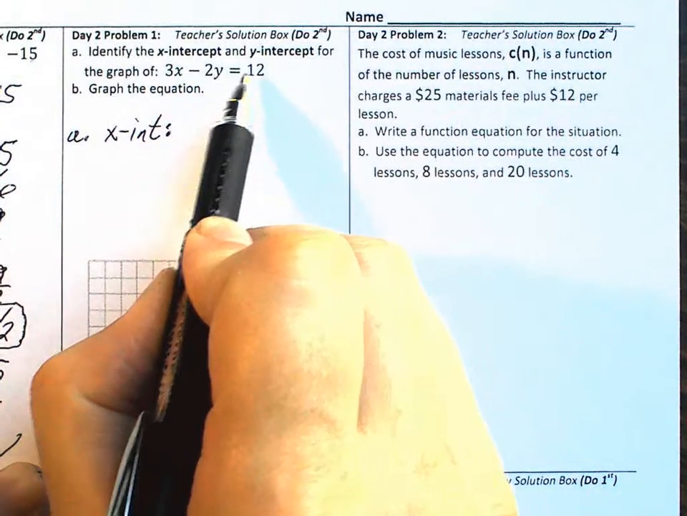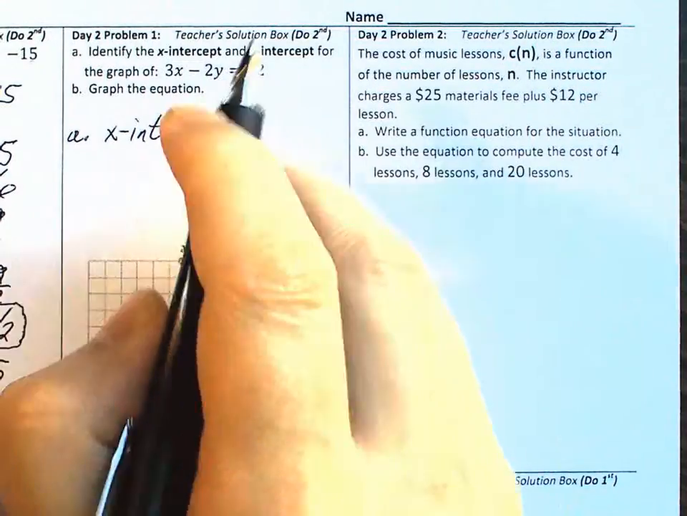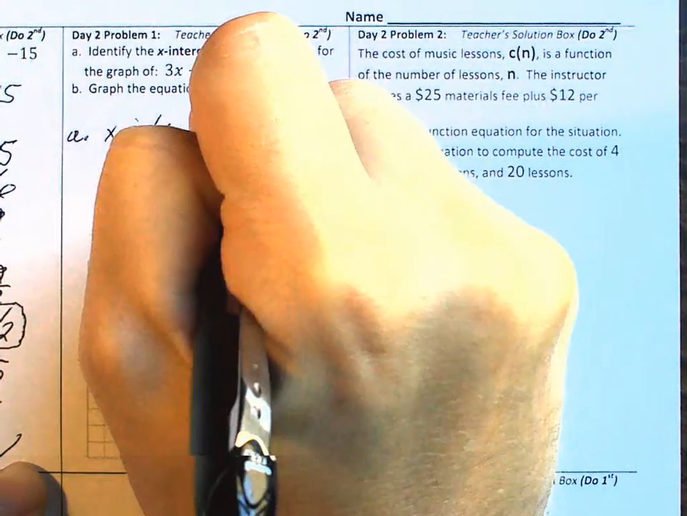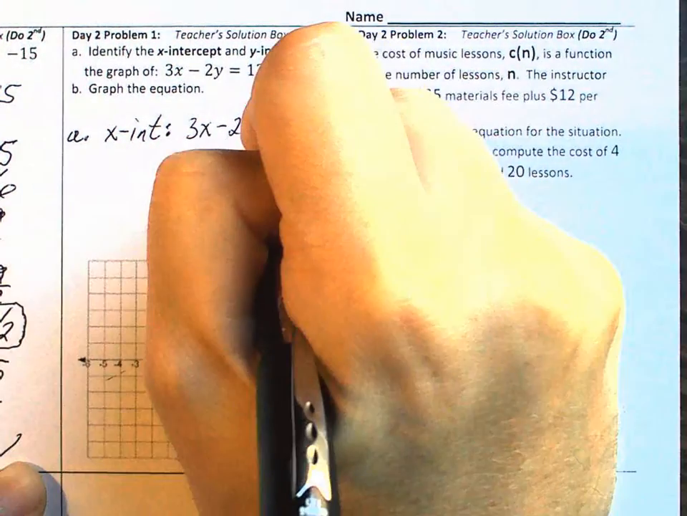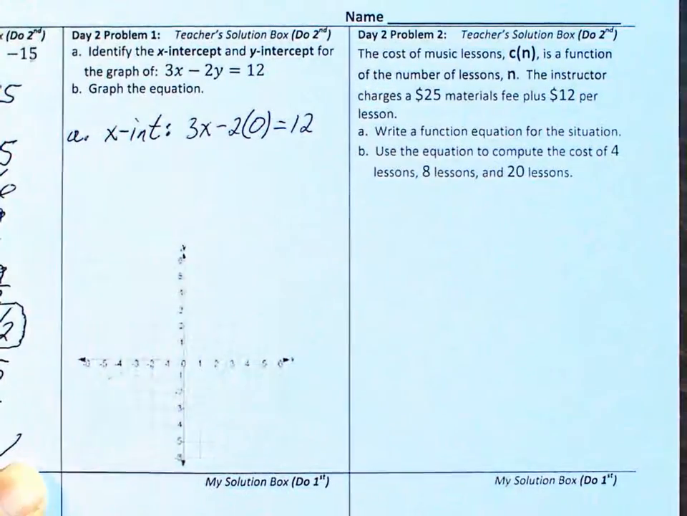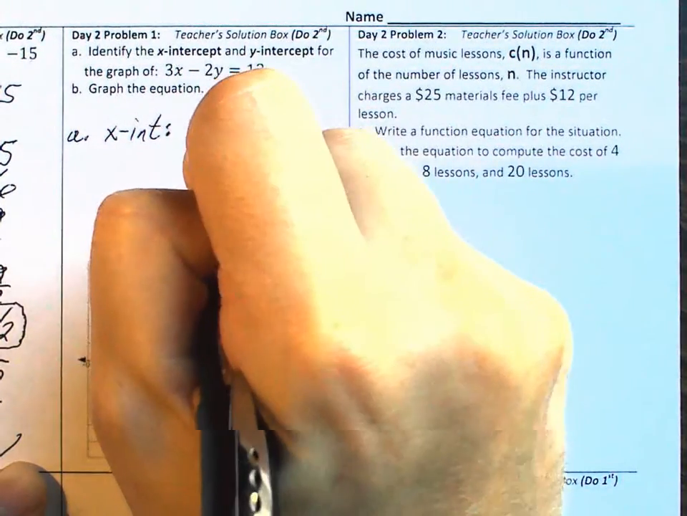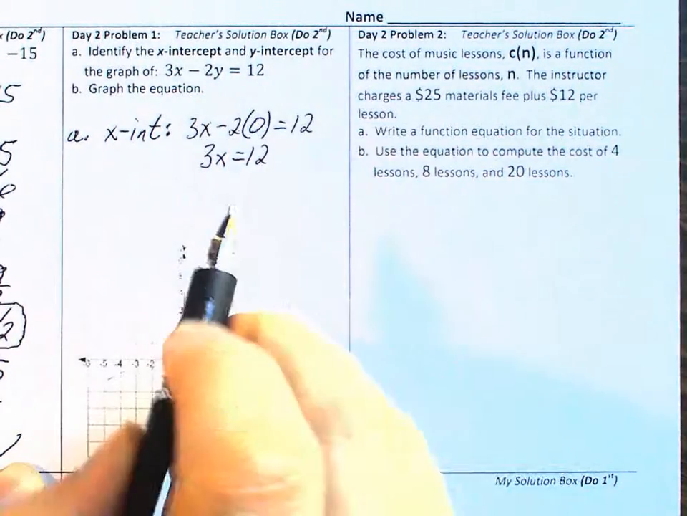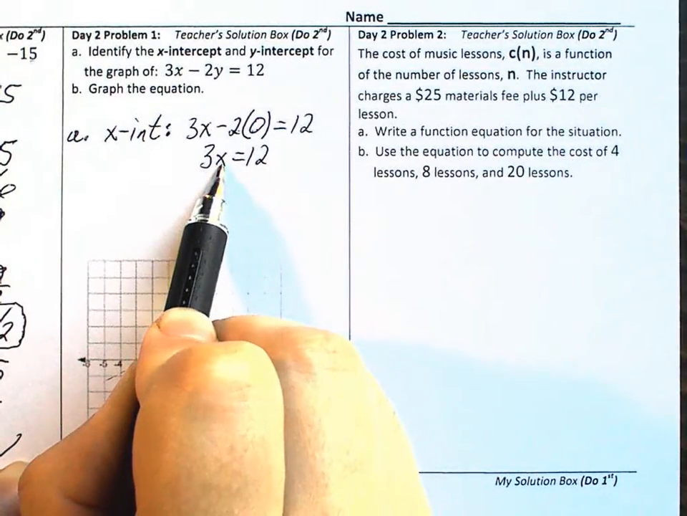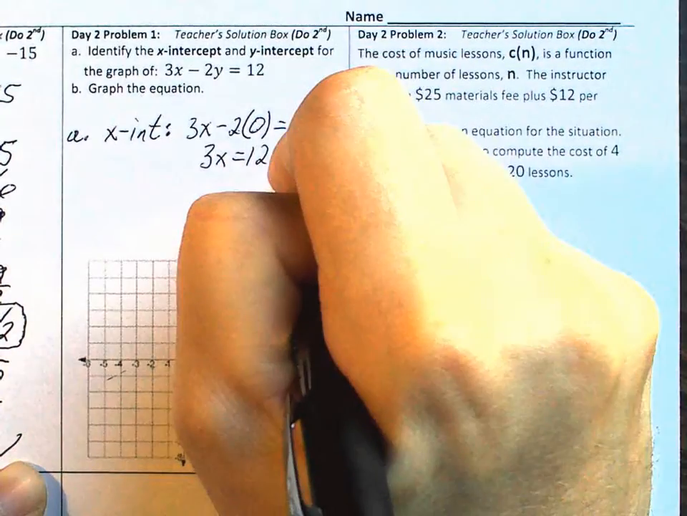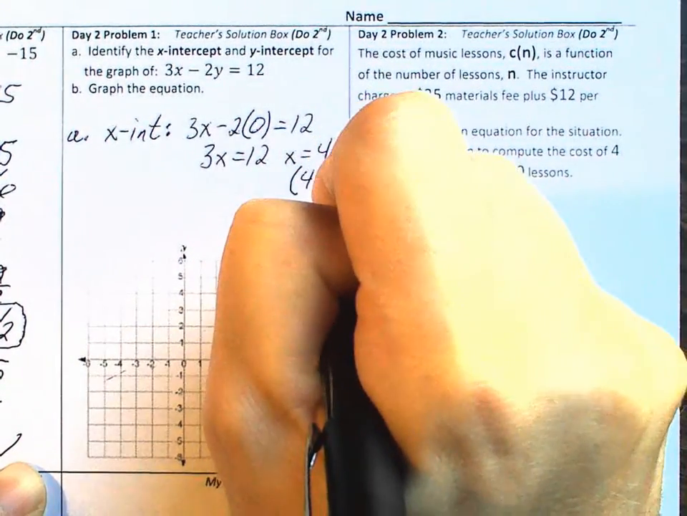Take this original equation, and where the variable y is, substitute 0. So 3x, take away 2, parenthesis, let's fill in 0 for the variable y, equals 12. 2 times 0 is 0, so that means 3x is equal to 12. And then solving this, 3 times 4 equals 12. So x is equal to 4. As an ordered pair, that is (4, 0).